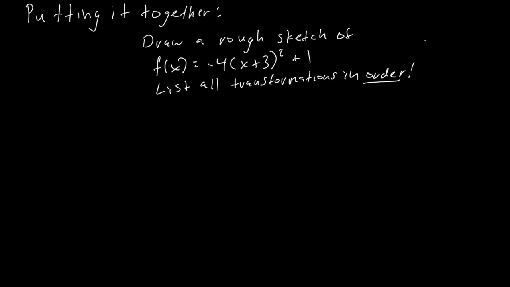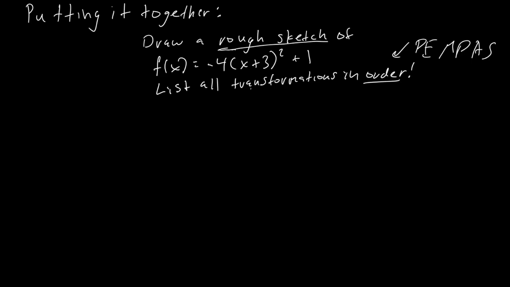Now we can put it all together and actually do an example problem with a lot of the transformations we just learned in it. So first off, you have to list all the transformations in order, so in PEMDAS order, and draw a rough sketch. So you don't have to calculate any of the points, but draw a rough sketch. Pause the video and try this on your own. I'll walk through it now.